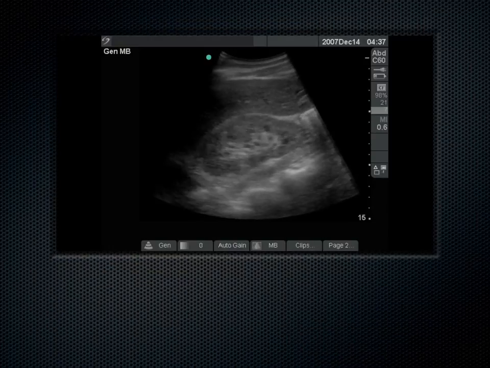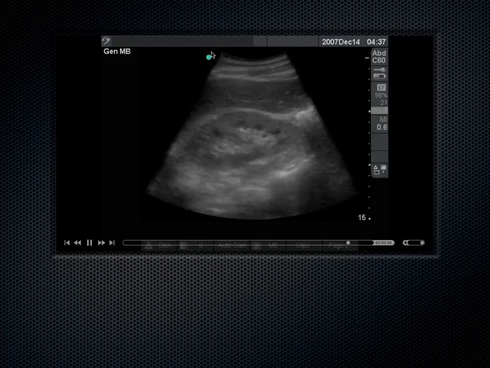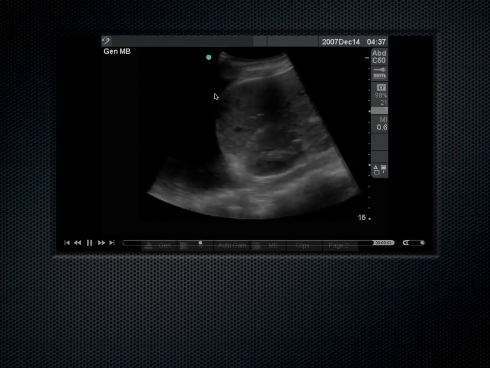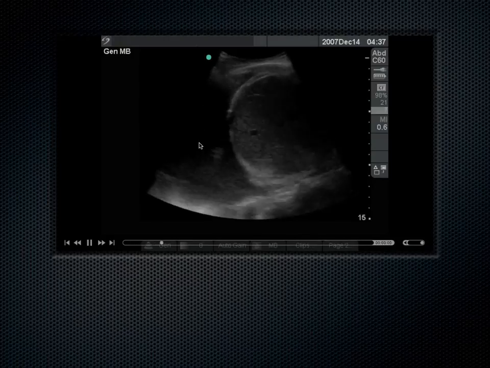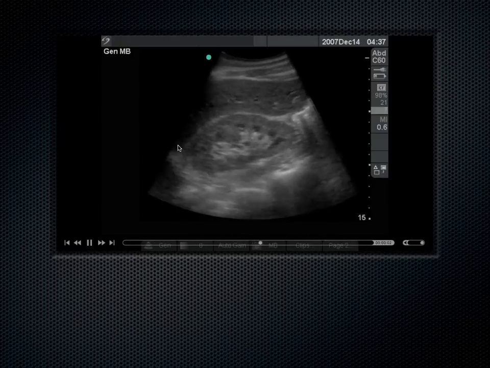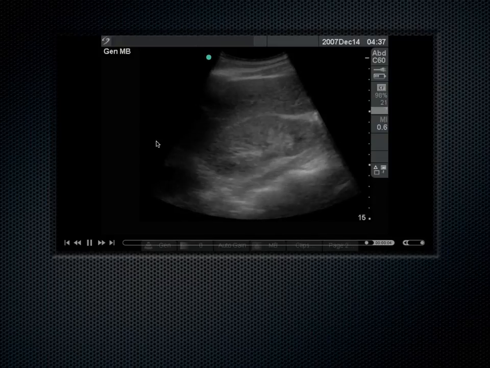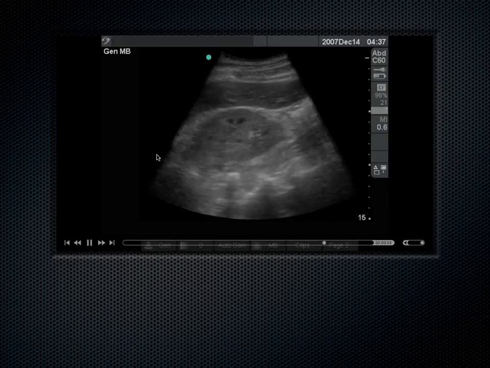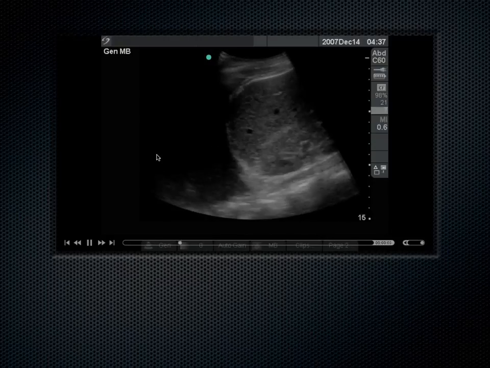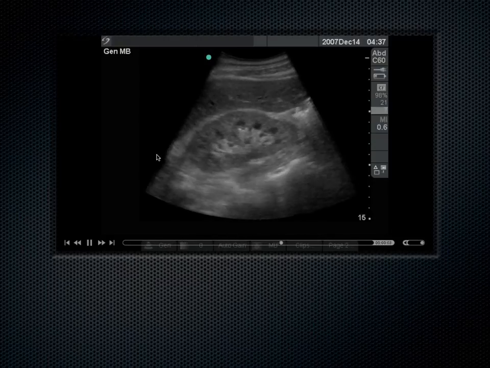So here's an example again. This is a curvilinear probe with indicator towards the head: the diaphragm, the liver and the kidney, and on this side of the diaphragm you see black. Black represents fluid. It's the anechoic nature of fluid. And so this would be a representation of what pleural fluid appears like.